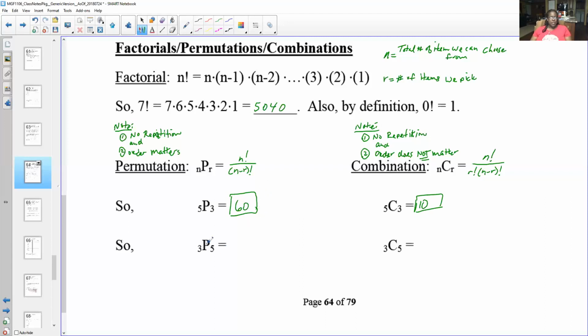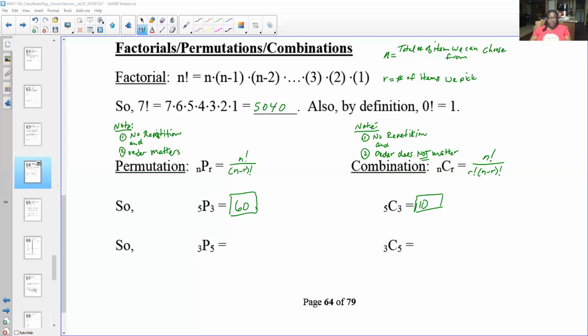Now look at these next ones. You see you have 3P5. You cannot choose 5 items from 3. You don't have enough items. Is that logical? No. But what happens? What's your answer? Let's see what the calculator tells us. Now, in our common sense, we should know what the answer will be.